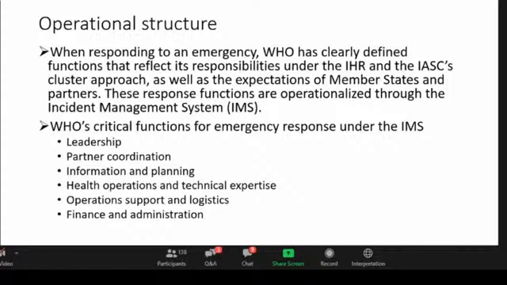So here we can see that in WHO, our IMS has 6 functions. The leadership and partner coordination were taken from the management function and split into 2. And then we have information and planning, health operations and technical expertise, operations support and logistics, finance and administration. This is all based on our own WHO business structure, and then we adapt the IMS. Next, please.